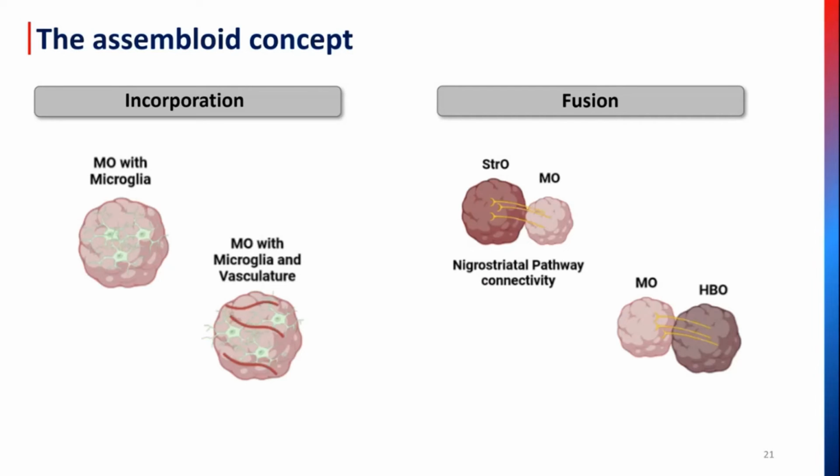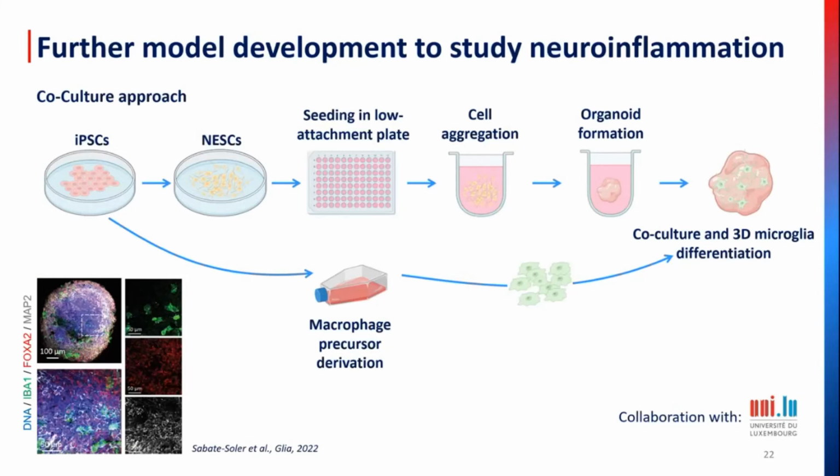These assembloids are another tool to study the complex interplay between different regions within the brain, but also between different organs on a dish. So we worked on the establishment of a protocol to incorporate, for example, microglia, which are the immune cells of the brain, into our midbrain organoids by generating macrophage precursors independently, also from induced pluripotent stem cells, and incorporating them later on into the midbrain organoids. And you can see these in the images by the marker IBA1, which is the microglia marker, in green, incorporating into the midbrain organoid.